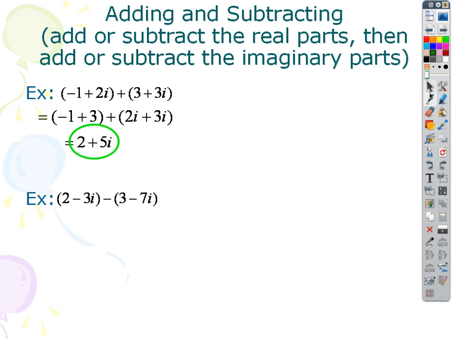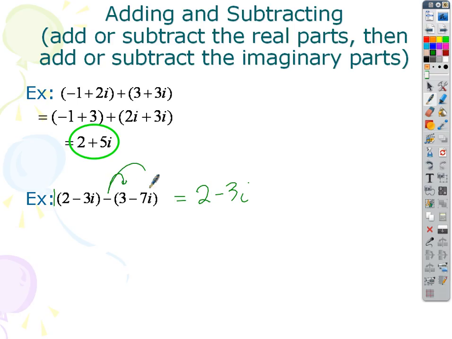So that first set of parentheses doesn't do anything. I've got a 1 out in front, so I can just get rid of them. I've got my 2 minus 3i. But the second set, -3. Now look, I've got to distribute that -1, right? Good. -3 plus 7i, and then it becomes a problem just like the first one.